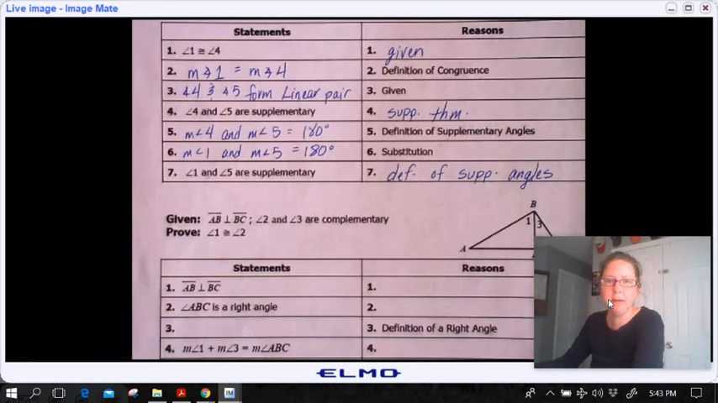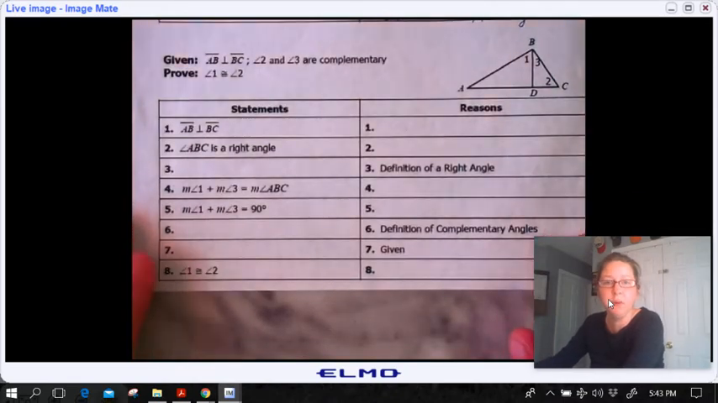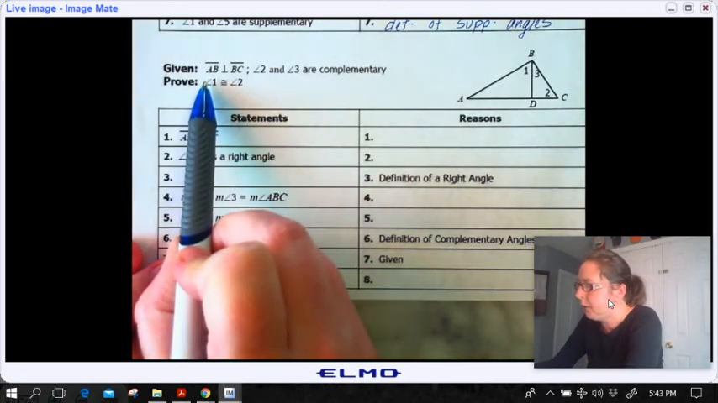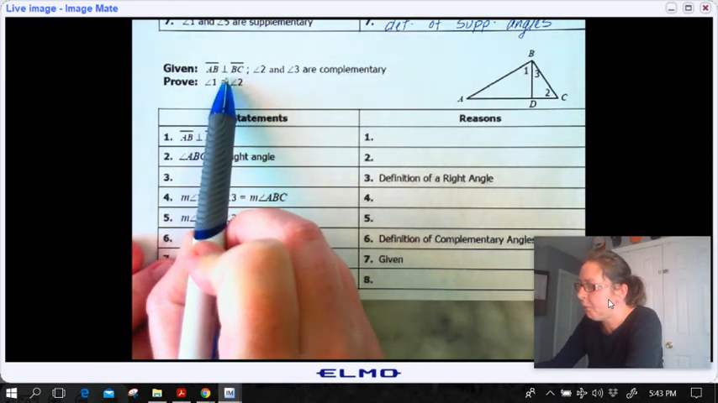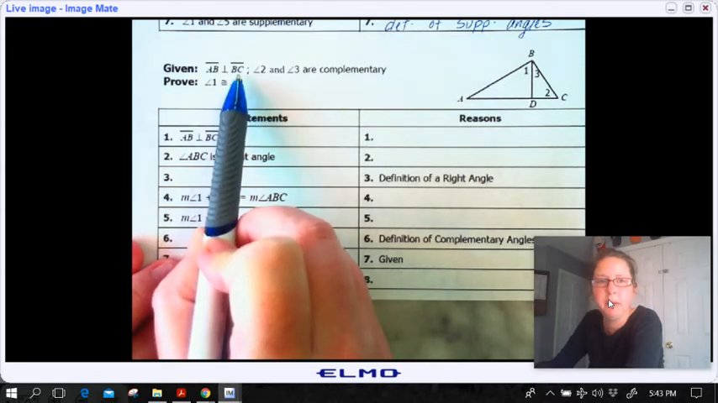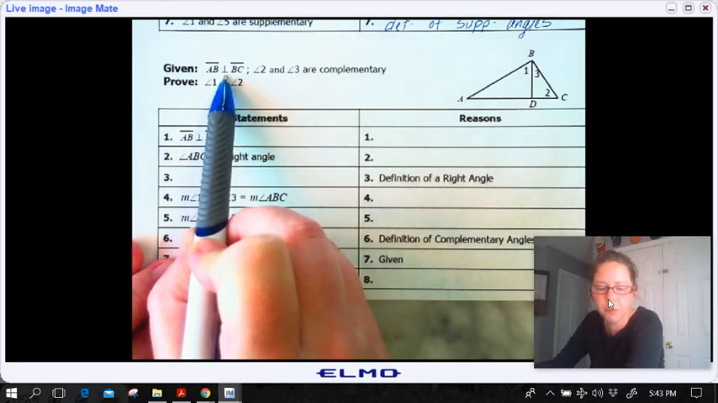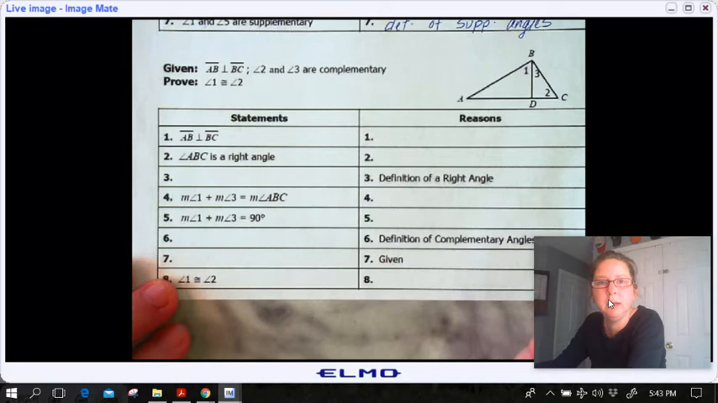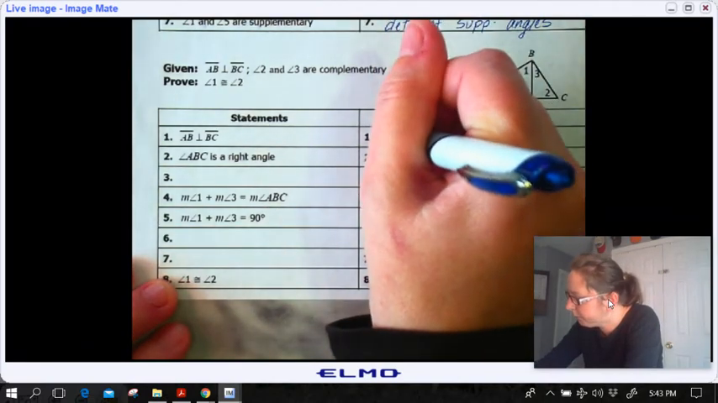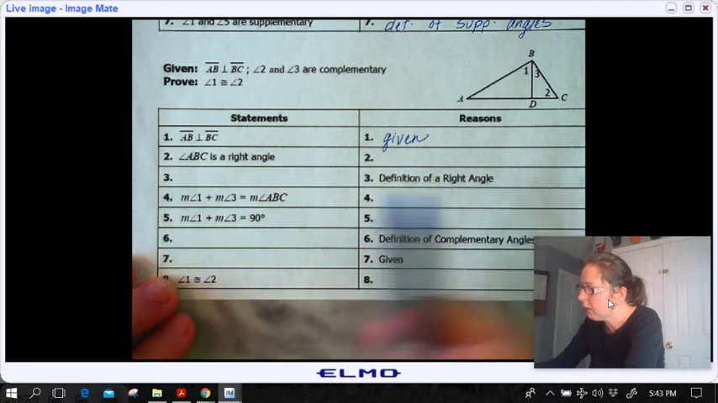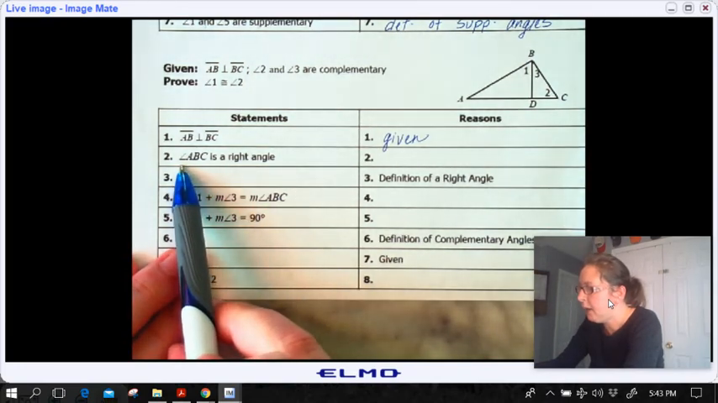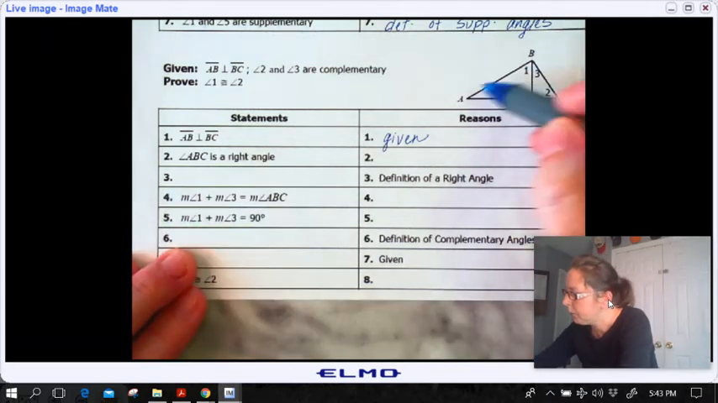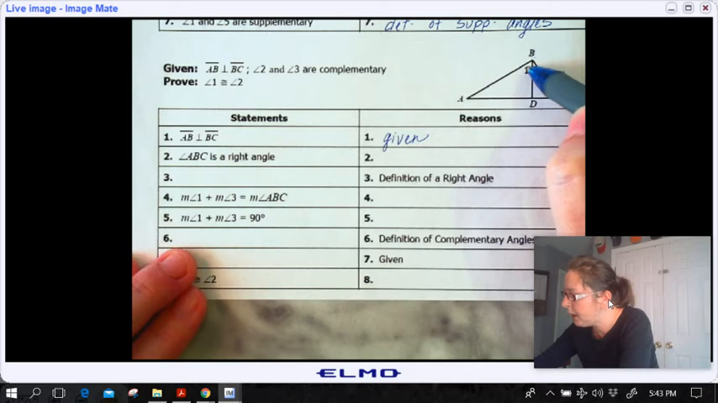Let's look at our very last example. This has to do with a triangle. So side AB is perpendicular to side BC. Remember that sign or symbol in the middle means perpendicular. So that piece of information is given to me. Next, they tell me that angle ABC is a right angle.